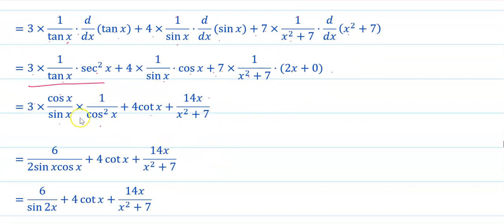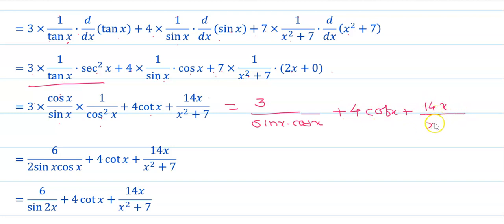And what about the next? I think the cos gets cancelled, and then you will get, काय म्हणणार तुम्हाला इथे? That is 3 upon sin x into cos x. Okay, this is the first one. Second, 4 cot x, and third is 14x upon x square plus 7.